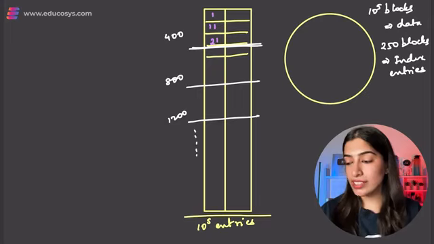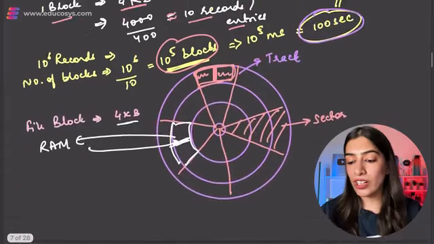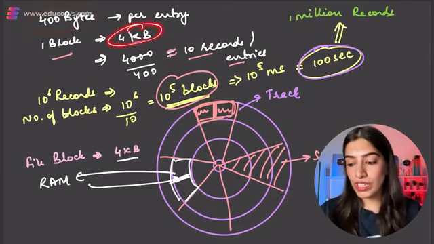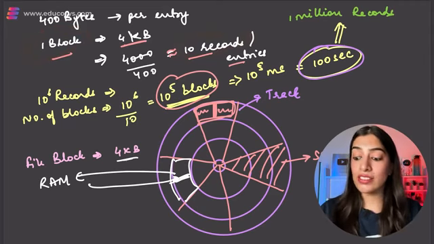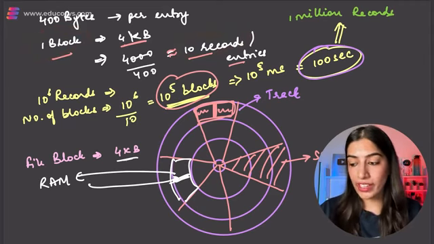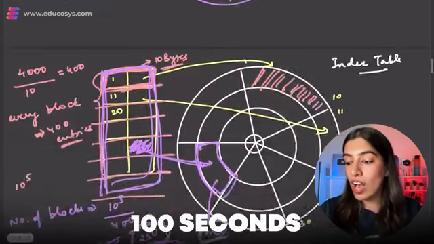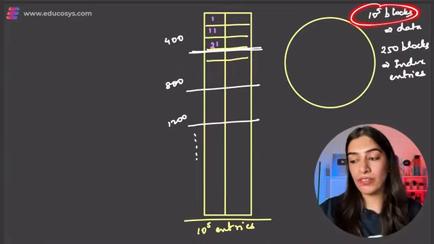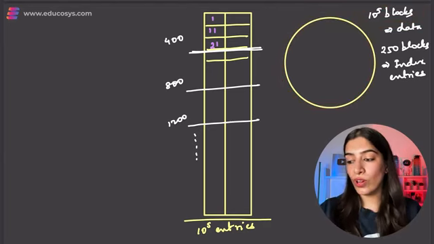Okay, so let's quickly summarize. First, we saw that we have 1 million records. We said that every record is roughly taking 400 bytes, and because every file block can store 4 KB, we saw that one block is going to store 10 records. That means the number of blocks that we are going to require to store 1 million records is going to be 10 power 5 blocks, which is going to require 100 seconds. So how many blocks are used to store all the 1 million records? That is 10 power 5 blocks. So on the disk, 10 power 5 blocks are used to store all the data.